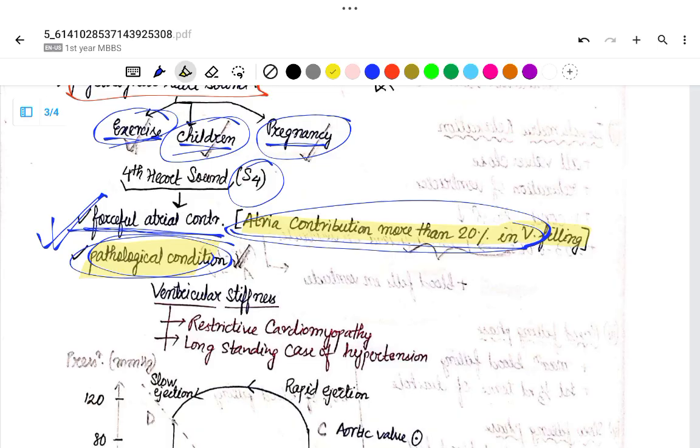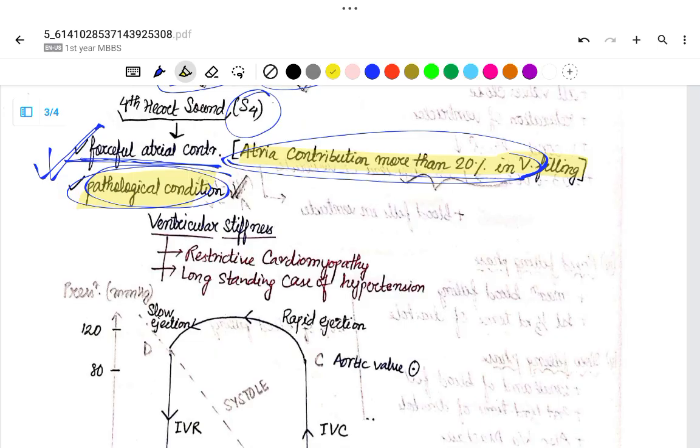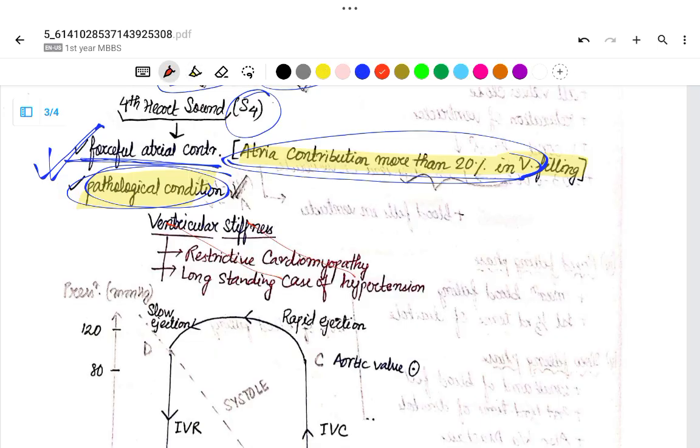Now, what is ventricular stiffness? These are actually not required. They are irrelevant.